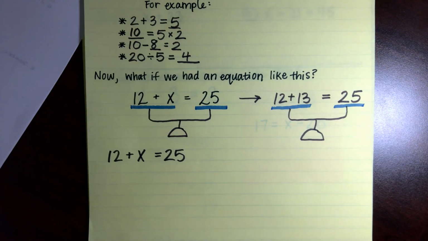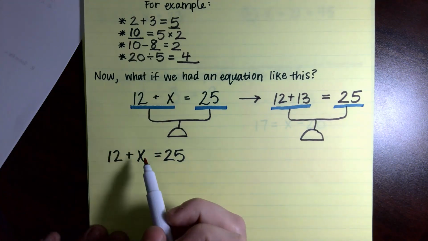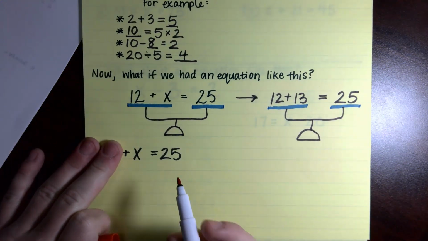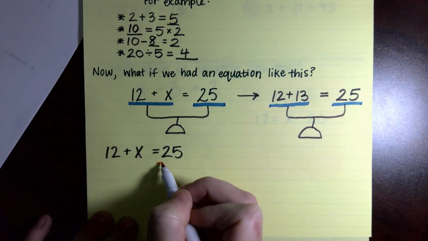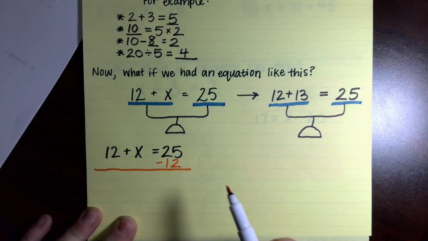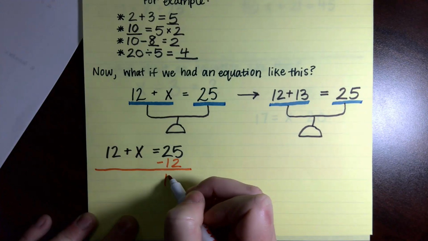So let's show that visually. You saw that we needed to have 12 and another number to make 25. So we know we've already got 12. So what you did is you started by taking 12 away. And 25 minus 12 is 13.